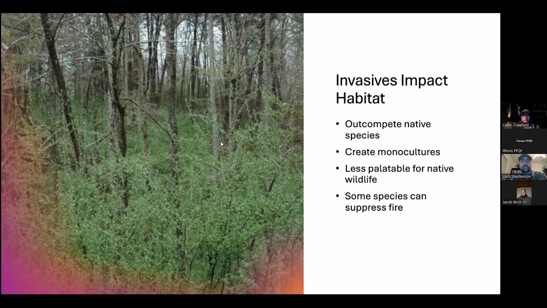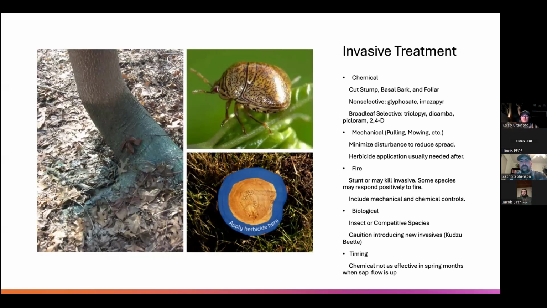And there are a couple ways that we can control these invasive species. Chemical control is pretty common. That's your herbicides. There are three main ways to apply them: cut stump, basal bark, and foliar application. Foliar is just applying it to the leaves. Basal bark is applying it to the bottom 15 inches of the tree, and then cut stump is where you're just cutting the tree and then applying herbicide to the cambium layer.